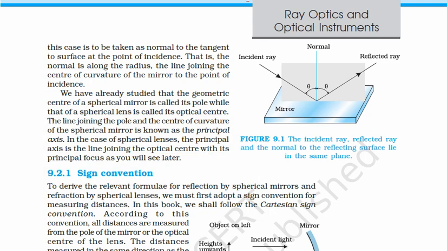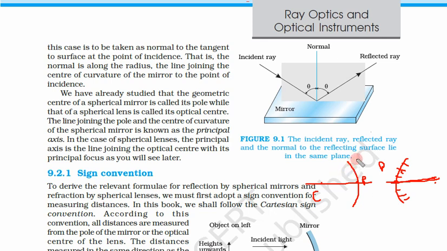But for these spherical mirrors, suppose this is the center of curvature, this is the pole. The line joining these points is the principal axis. If we have this convex mirror, then this is the pole. The center of curvature must be on this side. The line joining these 2 points is called the principal axis. Here this is the non-reflecting side, this is the reflecting side.